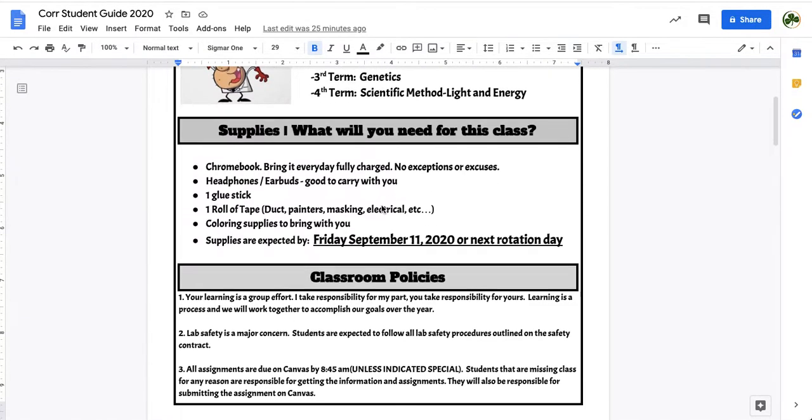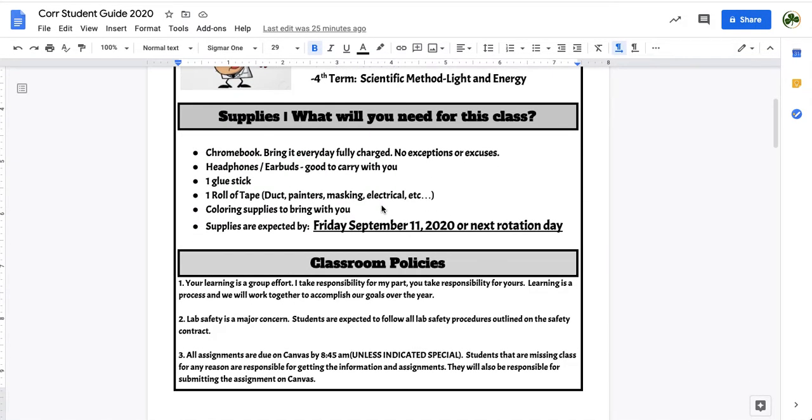As far as supplies, you need to have your Chromebook every day. I would also bring headphones, earbuds, AirPods, just to make sure you have something so you know that you can listen to something without being a distraction. The glue stick, the tape, the supplies, you're going to hold on to those. Usually we would collect those at some point, but we're not going to collect them this year. But if you can hold them and house them in your locker, that would be great.